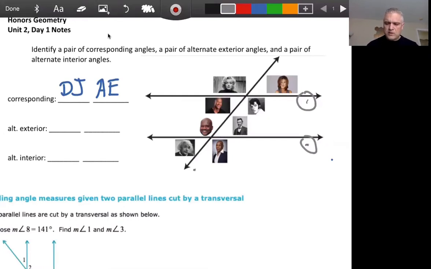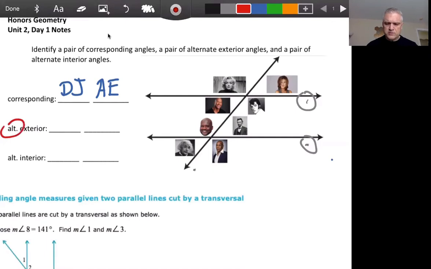Meanwhile, exterior angles would include everyone that's on the outside of the two parallel lines. So exterior angles would include Marilyn Monroe, Jennifer Aniston, Mike Tyson, and Albert Einstein. Those are exterior angles.